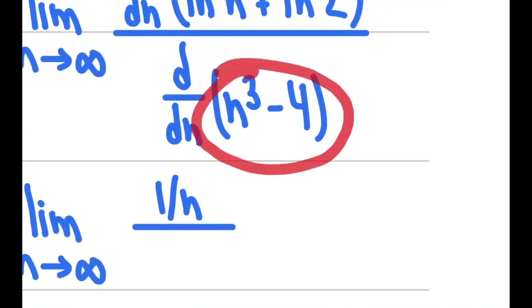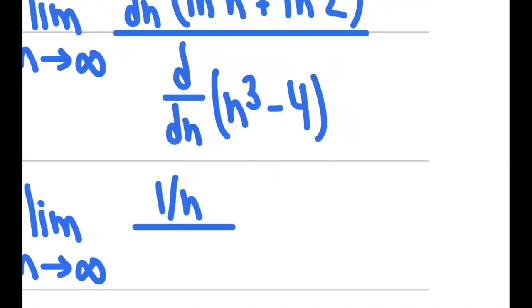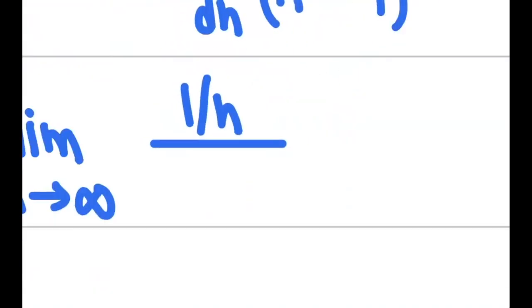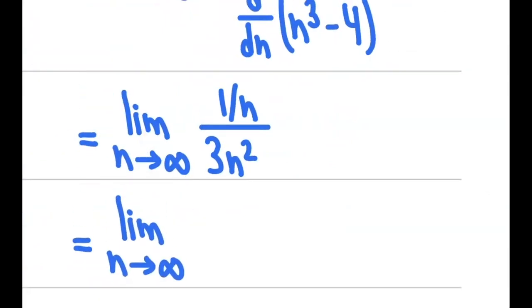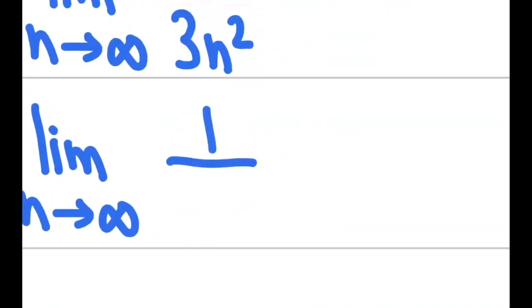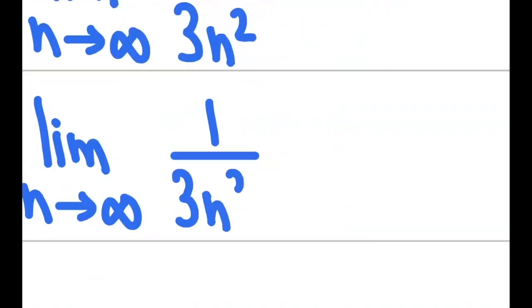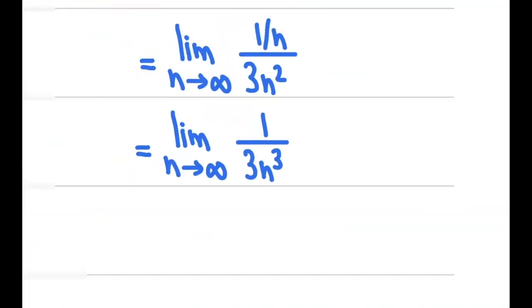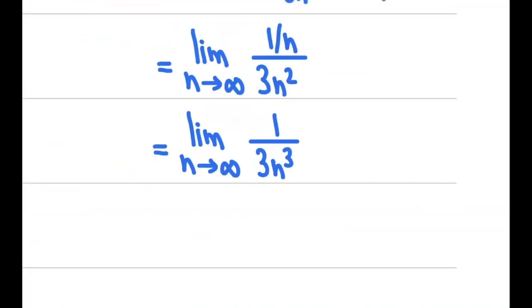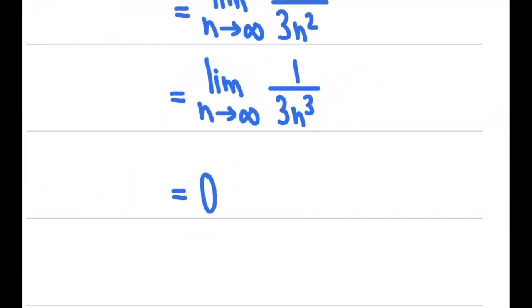What about the derivative of the denominator? What's the derivative of n cubed minus 4? 3n squared. Good, yeah, because this minus 4, the derivative is 0. So we have 1 over n divided by 3n squared. So this 1 over n, the n can go in the denominator, and you get 1 over 3n cubed. And what's the limit of 1 over 3n cubed as n approaches infinity? 0. 0, exactly, because the denominator gets very big, and the numerator is just 1 the whole time.